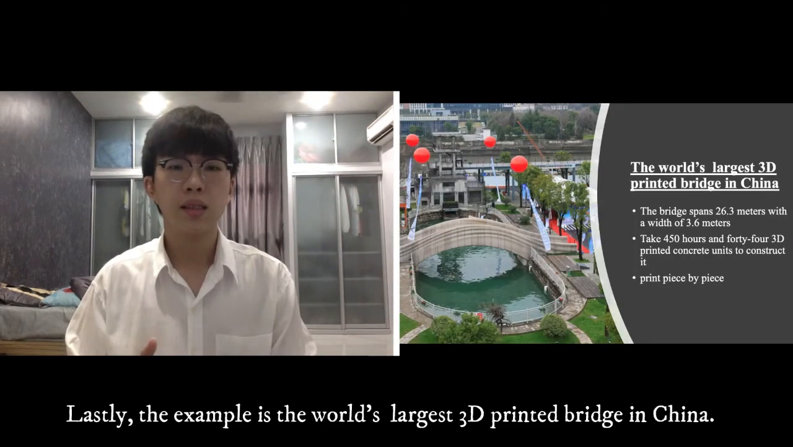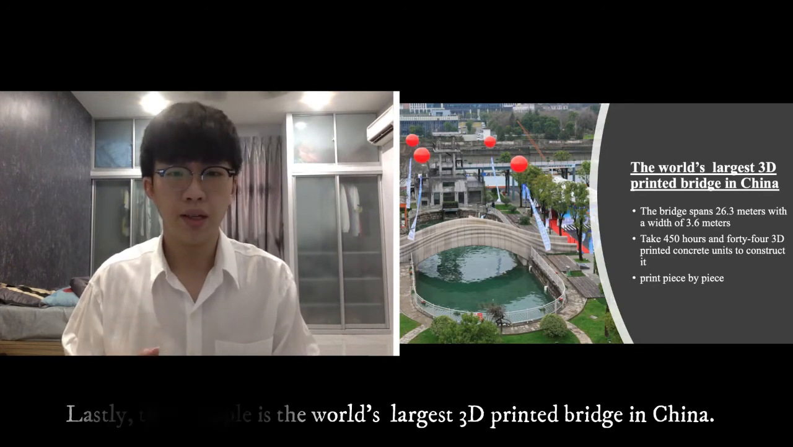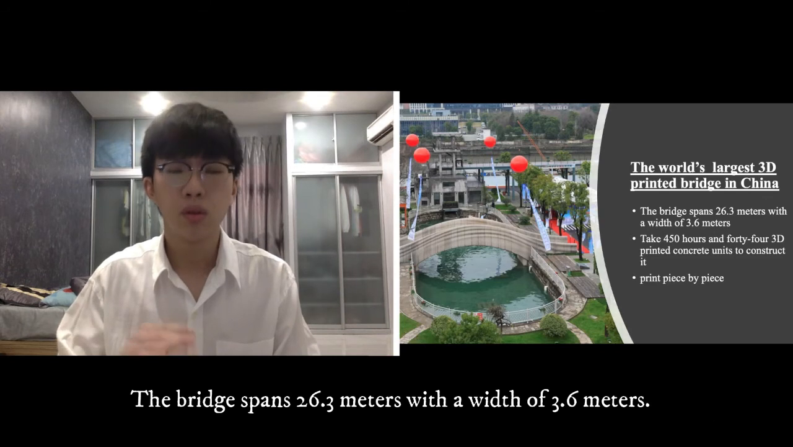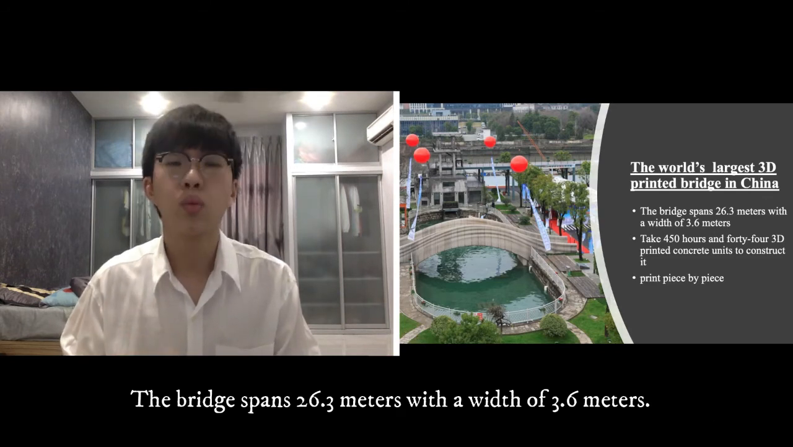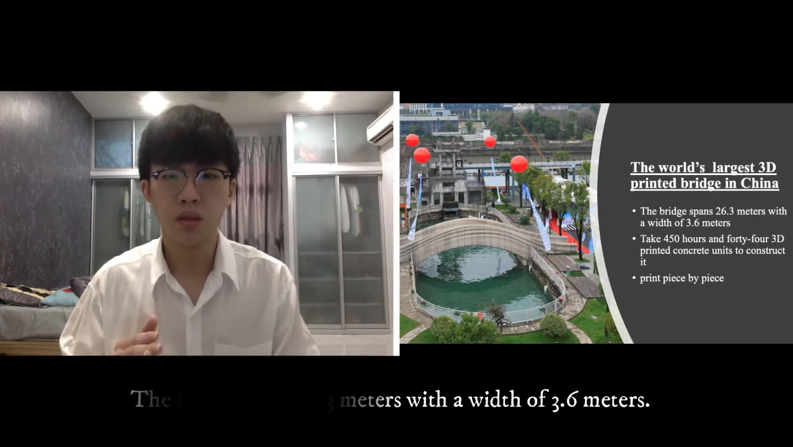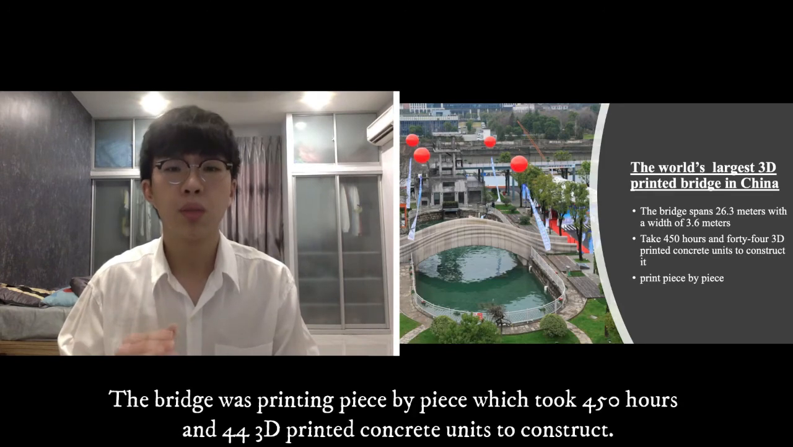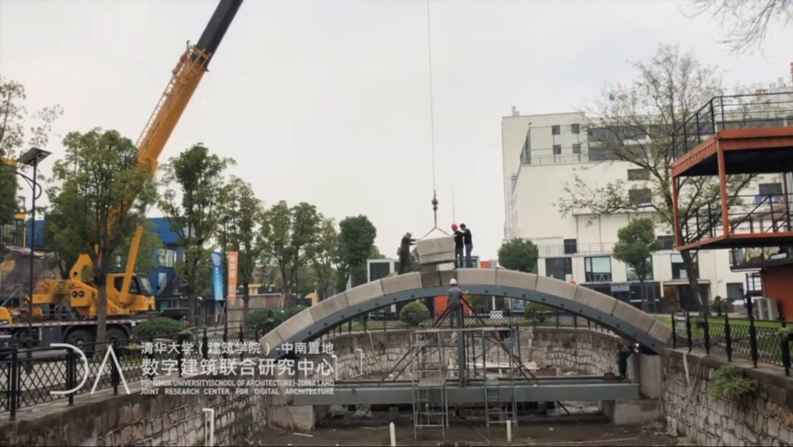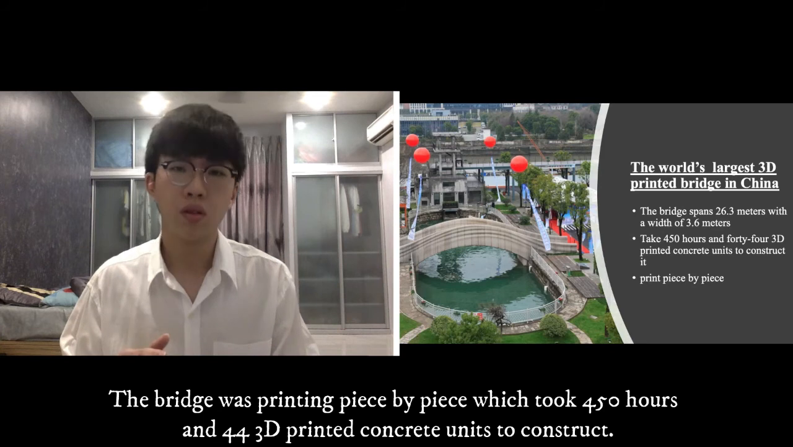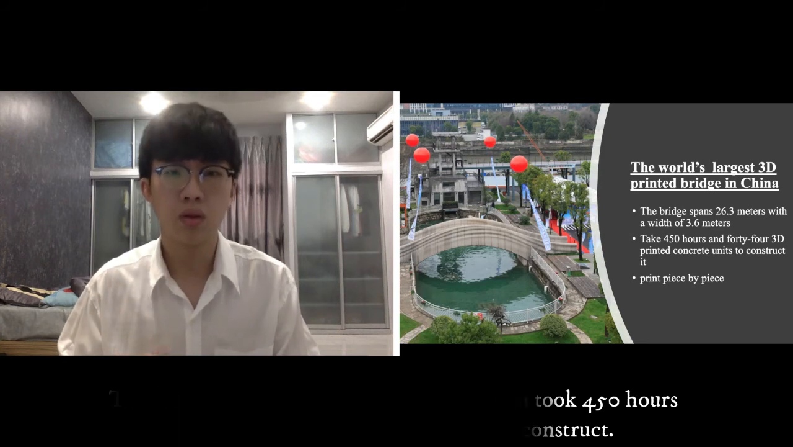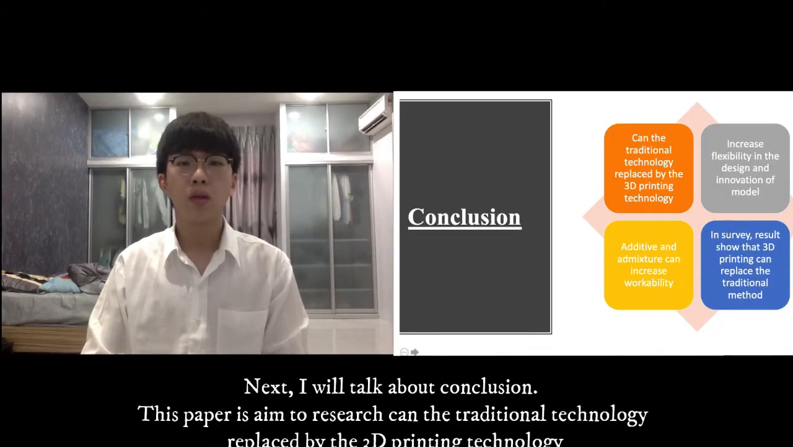At a cost of $140,000. Lastly, the example is the world's largest 3D printed bridge in China. The bridge spans 26.3 meters with a width of 3.6 meters. The bridge was printed piece by piece, which took 450 hours and 44 3D printed concrete units to construct. Next, I will talk about the conclusion.